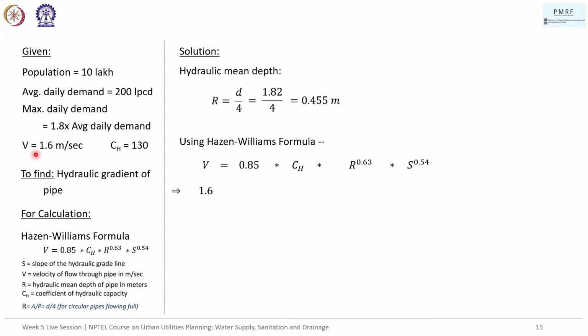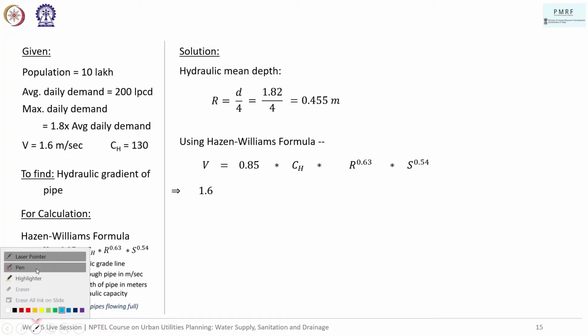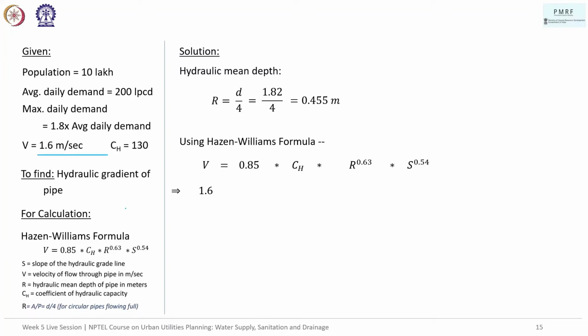V is given as 1.6 meters per second, and this is equal to 0.85 into 130, which is the CH value, the coefficient of hydraulic capacity, and the R value we just found out as 0.455 meters to the power 0.63, and we need to be finding the S value. So that's the hydraulic gradient of the pipe. When you solve this equation, we get an S value to be 0.0098.